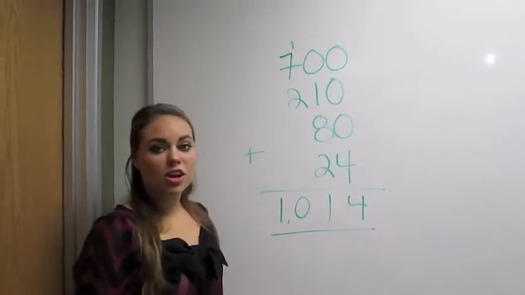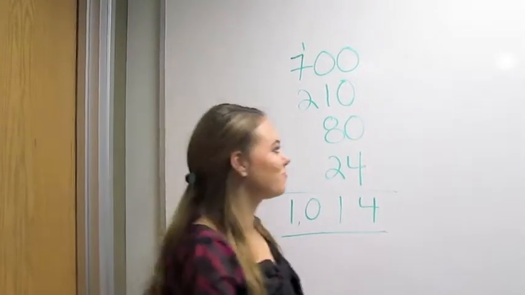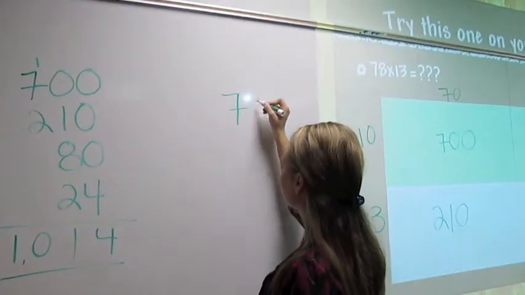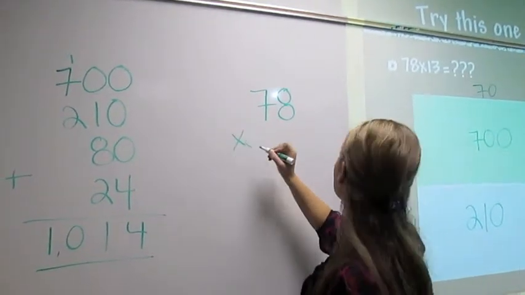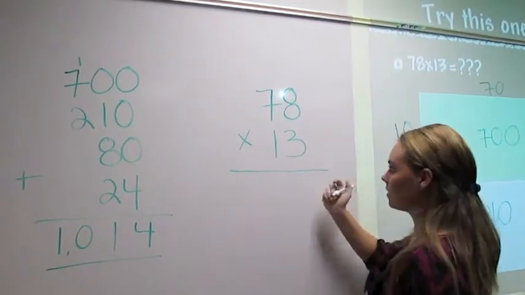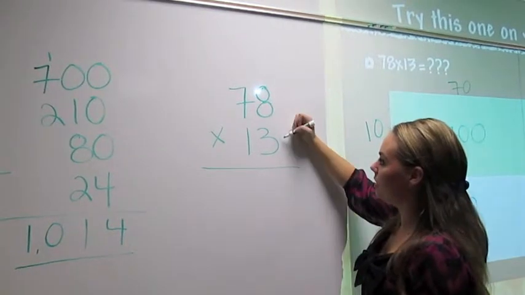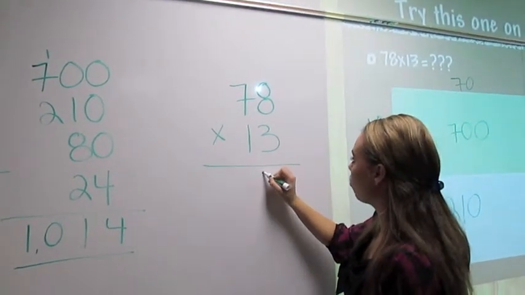1,014. Now you may be wondering how this compares to the traditional way to multiply. Let's check. So we have 78 multiplied by 13. This is how we set up our problem. And first, we always start with 8 times 3. And that gives us 24.